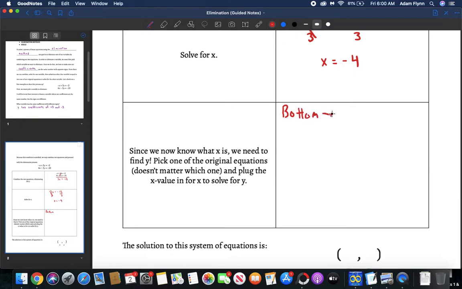And the bottom equation is 4x minus 3y equals -10. Okay, so if I rewrite this, I've got 4, instead of x, I've got -4 in parentheses, because I now know what it is, minus 3y equals -10. So I'll continue to simplify this. So 4 times -4 is going to be -16. And then I'll bring down everything else.